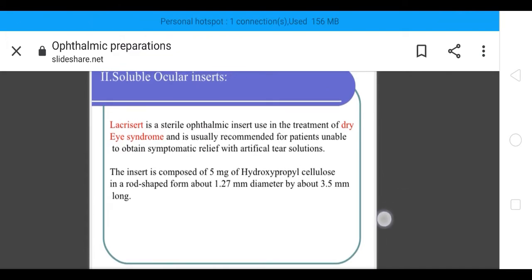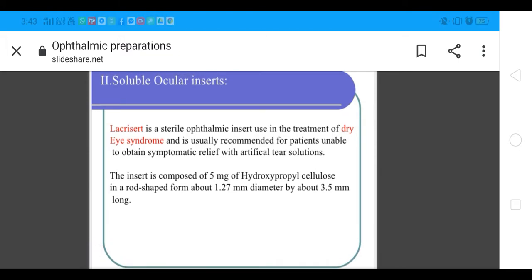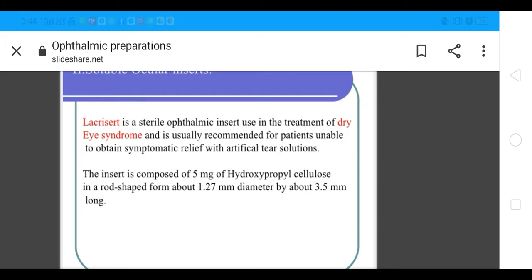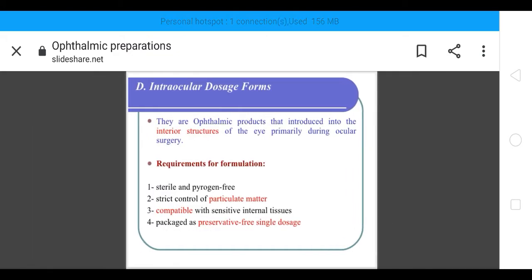The example of soluble inserts is Lacrisert. It is a sterile insert used mainly in the treatment of dry eye syndrome. When the patient is unable to get symptomatic relief with artificial tear solution, then the doctor recommends this Lacrisert. What does it contain? The Lacrisert is composed of 5 mg HPC in a rod-shaped structure with about 1.27 mm diameter and 3.5 mm long.